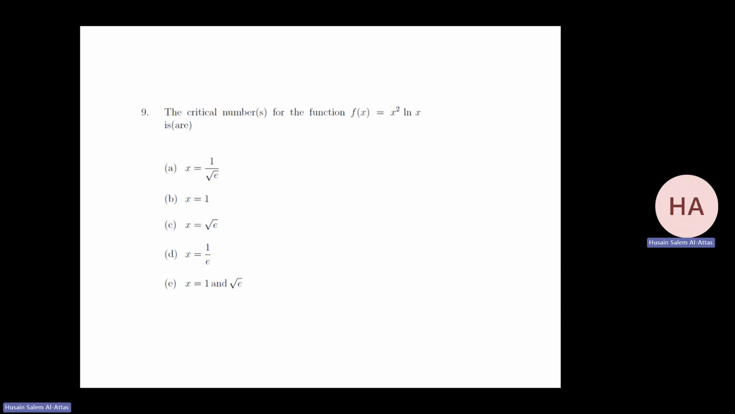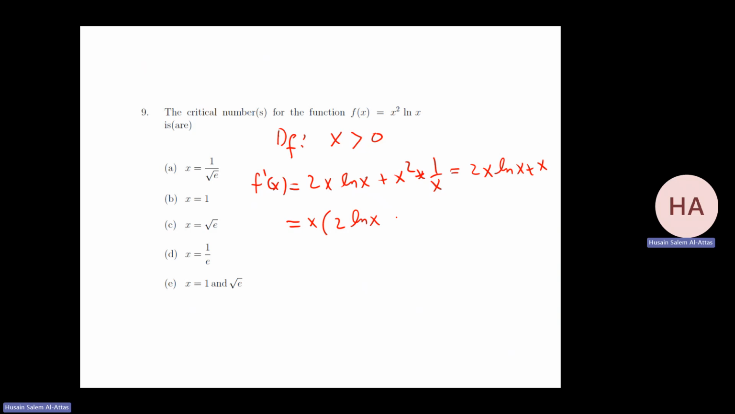Next, the critical number of this function, x squared ln x. Let me do the calculation. What's the domain of f? x should be positive. f prime of x: derivative of the first, 2x ln x, plus x squared times 1 over x. That will be 2x ln x plus x. So I can take x as a common factor. I have 2 ln x plus 1. This is f prime.